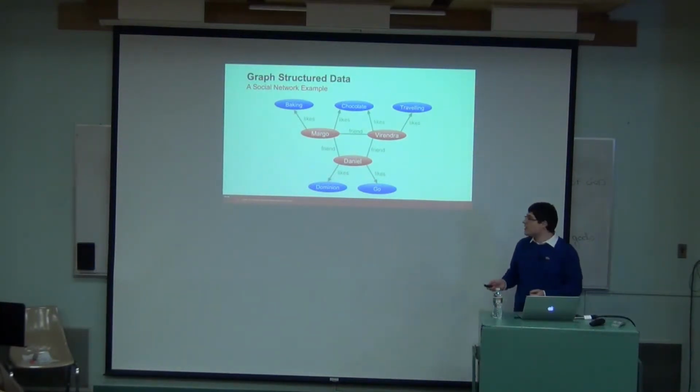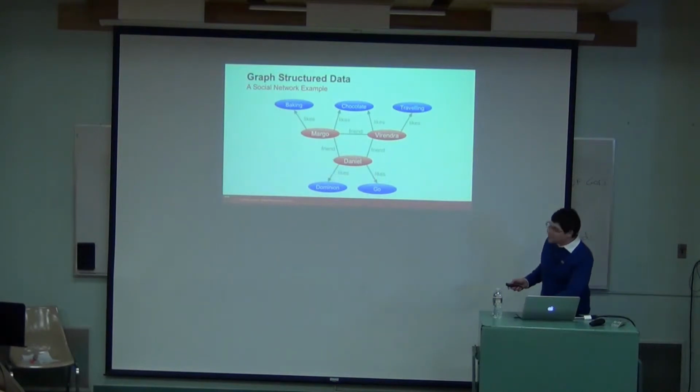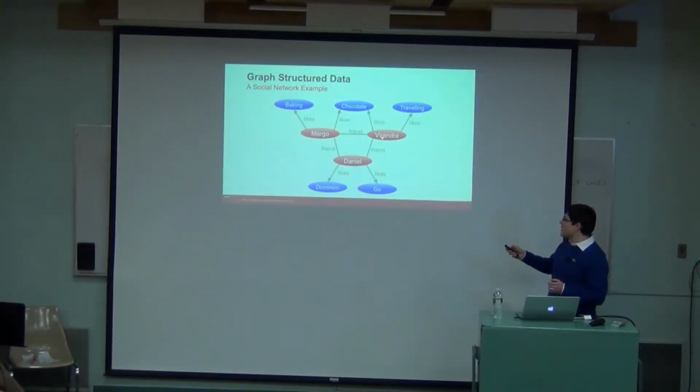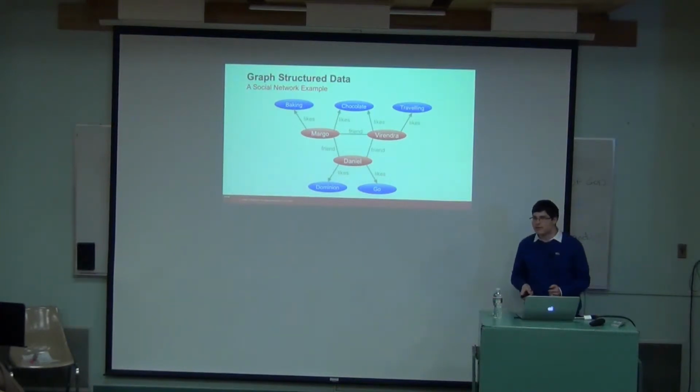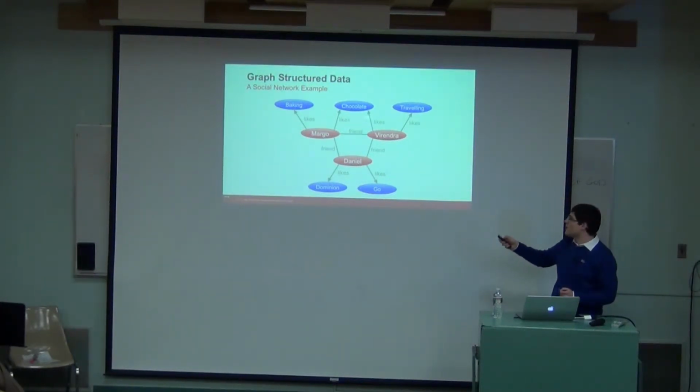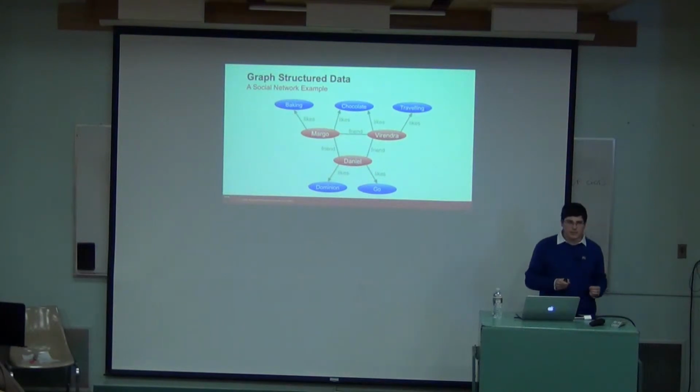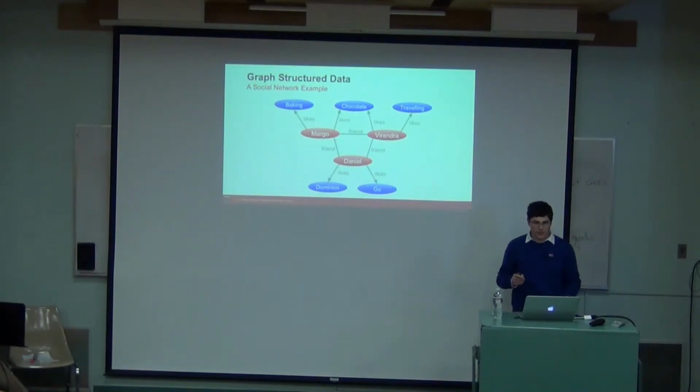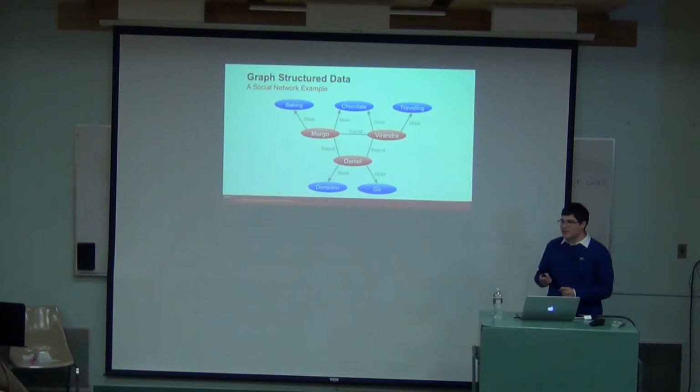For example, in this small part of a social network, you have vertices, 3 vertices in red. They are representing people, so they are my collaborators. Then you have several pages, and then you have edges. So Margot and Virendra are friends, so they have an undirected edge between them called friend, and Margot likes baking, so there's a directed edge from Margot to baking.